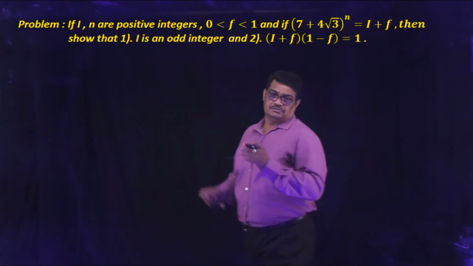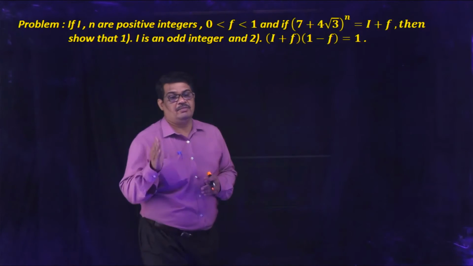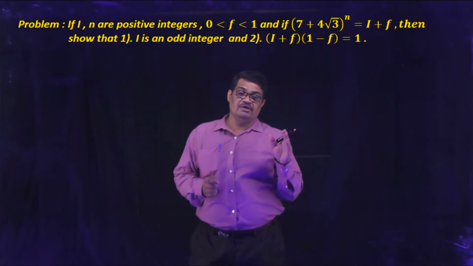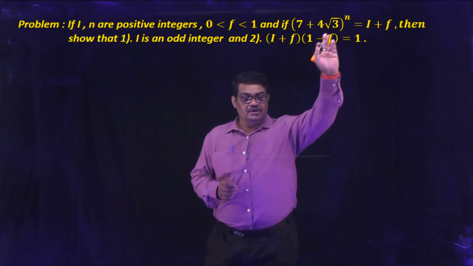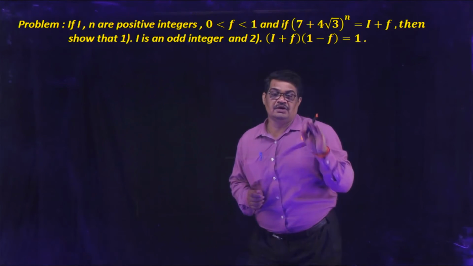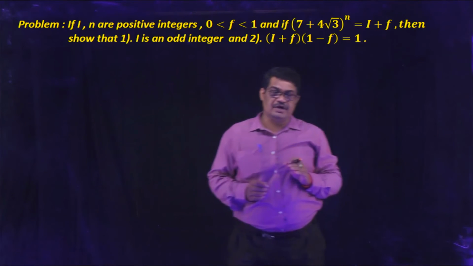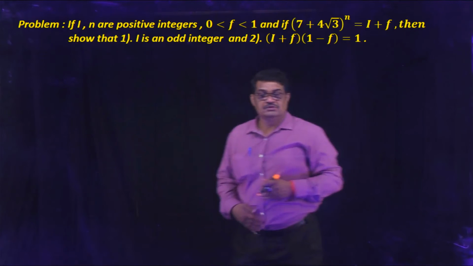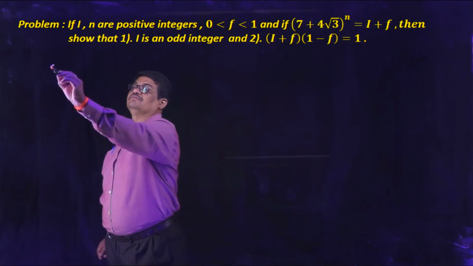Okay, the next problem. If I and n are positive integers and 0 less than small f less than 1, and if 7 plus 4 root 3 whole power n is equal to I plus f, then show that I is an odd integer, and the second one is I plus f into 1 minus f is equal to 1. That is the problem. See the solution.